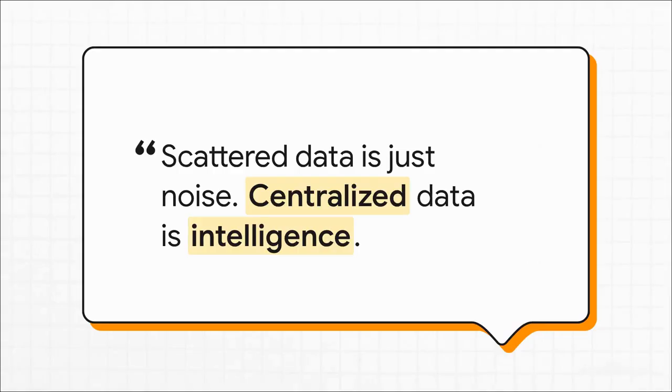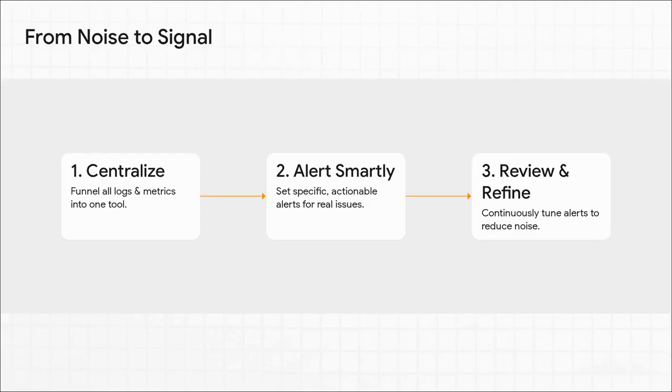Now, here's a crucial point. Just collecting all these metrics, that's not enough. When all that data is scattered across hundreds of different dashboards and consoles, it's just noise. It's useless. The very first real step to gaining control is to centralize everything. You need one single place to look, a single pane of glass, to turn all that chaotic noise into actual, usable intelligence. And turning that noise into a clear signal is really a three-step process.